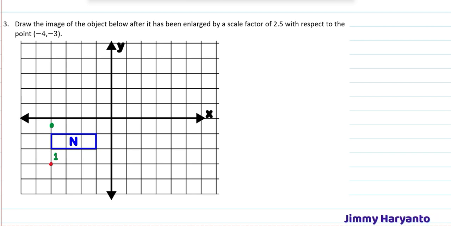Okay, next let's choose this one. For that one, the line will be like this, and it is 2 units. For the next, it will be 2 times 2.5 equals 5 units, yeah. So 5 units will be 1, 2, 3, 4, 5 right there. Okay, so the next one will be right there.